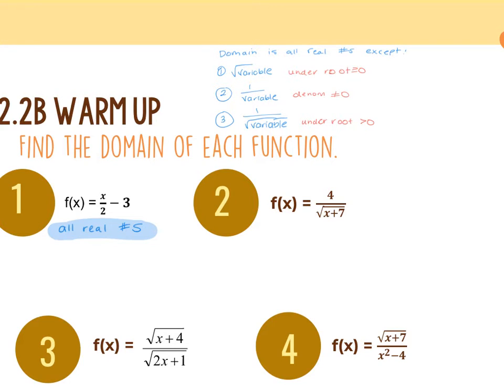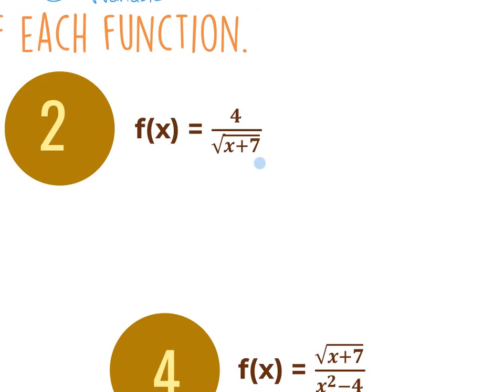For 2, we've got the variable in the denominator in a square root. So I'm going to set what's underneath that square root greater than 0, and I get x has to be greater than -7. We're going to practice some interval notation because you're going to need it. In interval notation, this would be a parenthesis on the -7, and it would go to positive infinity.